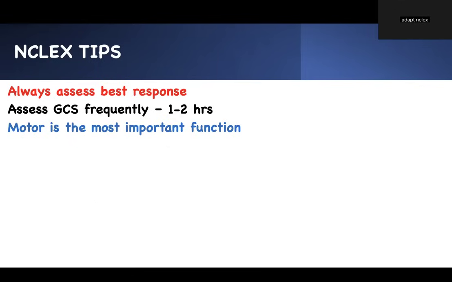The motor function is the most important. So if you want to see if the patient is doing well, their eyes can be closed, but if they are following command, it's better. So motor function is the most important. If they're extending, and all of a sudden they're flexing, that is good. And when they start localizing, it's good information that their brain is recovering. So motor function is the most important.